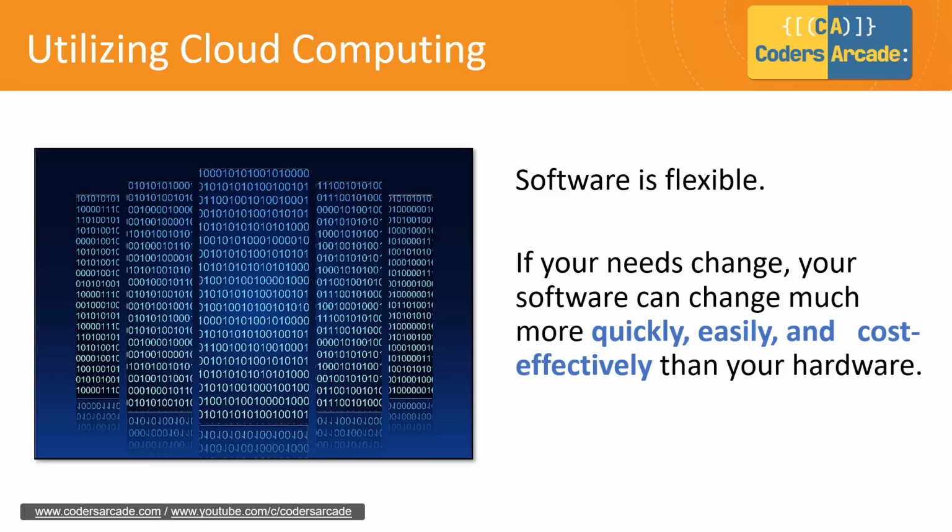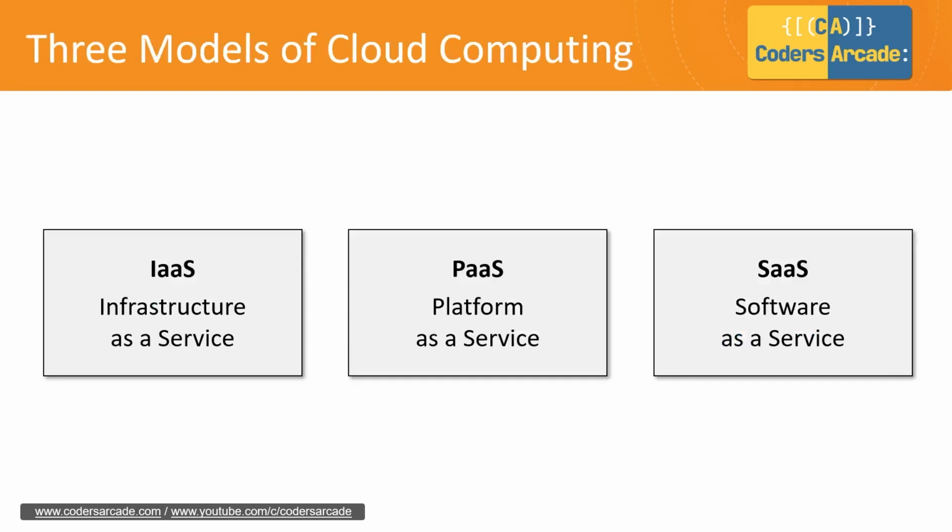Now, there are three models of cloud computing. They are called IaaS or infrastructure as a service, PaaS platform as a service, and SaaS software as a service. Okay, so cloud services can fall into one of three primary categories based mainly around how much control and responsibility you have over how the service is configured.